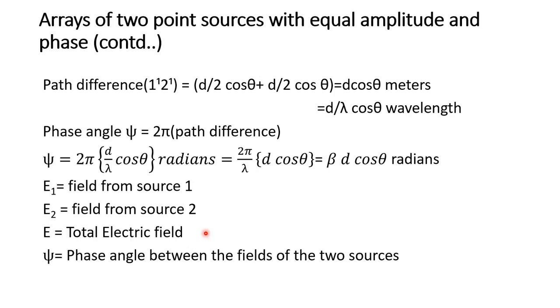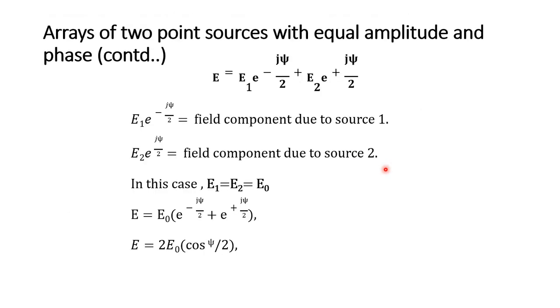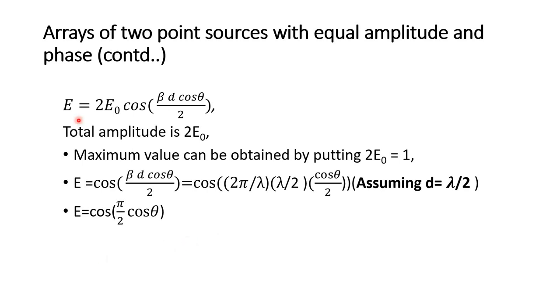Now psi we have already found to be beta d cos theta. Let us substitute psi as beta d cos theta. So E is equal to 2 E naught cos psi by 2, and substituting psi with beta d cos theta, E is equal to 2 E naught cos of beta d cos theta by 2. This is the total amplitude. So the maximum value can be obtained by putting 2 E naught equal to 1. So the electric field will become E is equal to cos of beta d cos theta by 2.